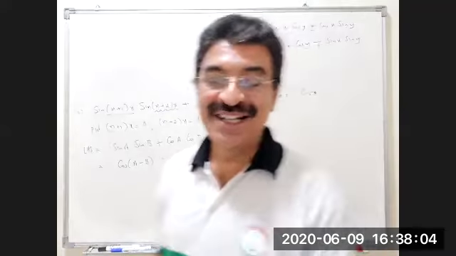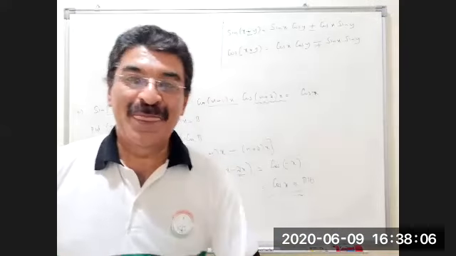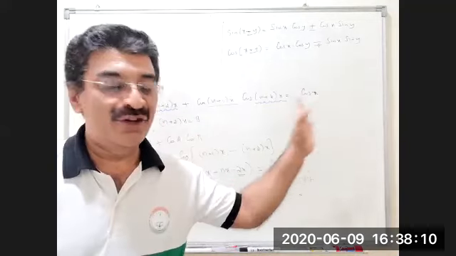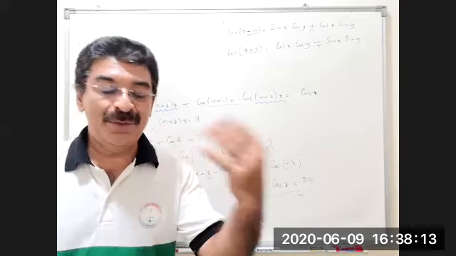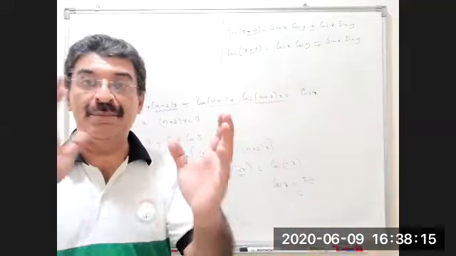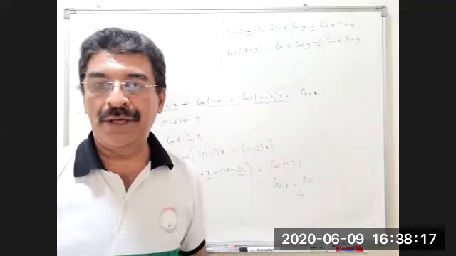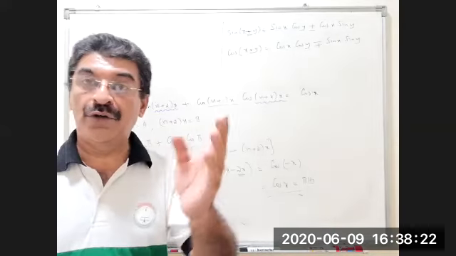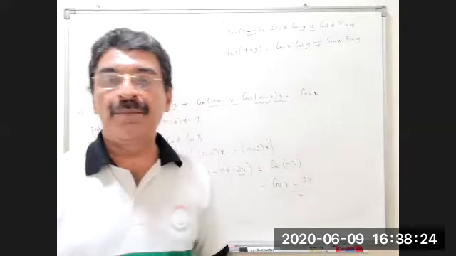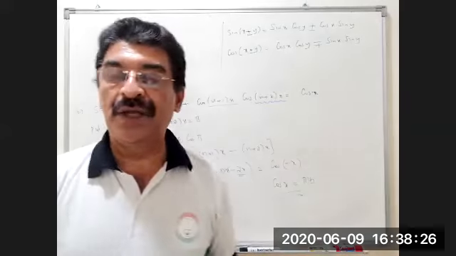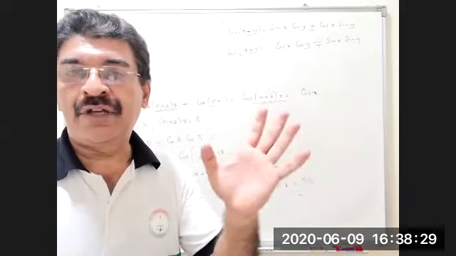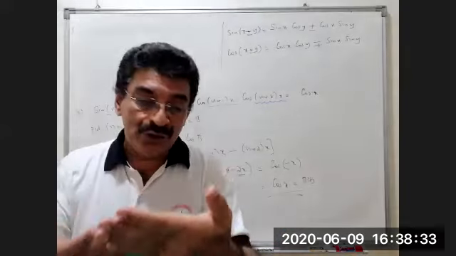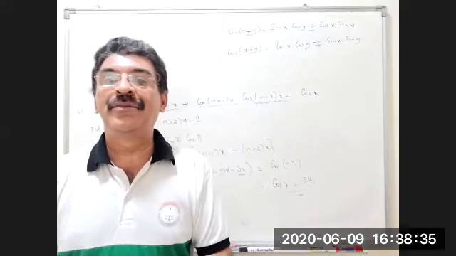Very interesting question. This will be interesting only if you are very, very familiar with the formulas. Sin(a plus b) is sin a cos b plus cos a sin b, sin(a minus b) is sin a cos b minus cos a sin b, cos(a plus b) is cos a cos b minus sin a sin b, tan(a plus b) is tan a plus tan b by 1 minus tan a tan b. All these formulas should be very thorough and clear. Otherwise, staring at this question, you will be sitting for hours.